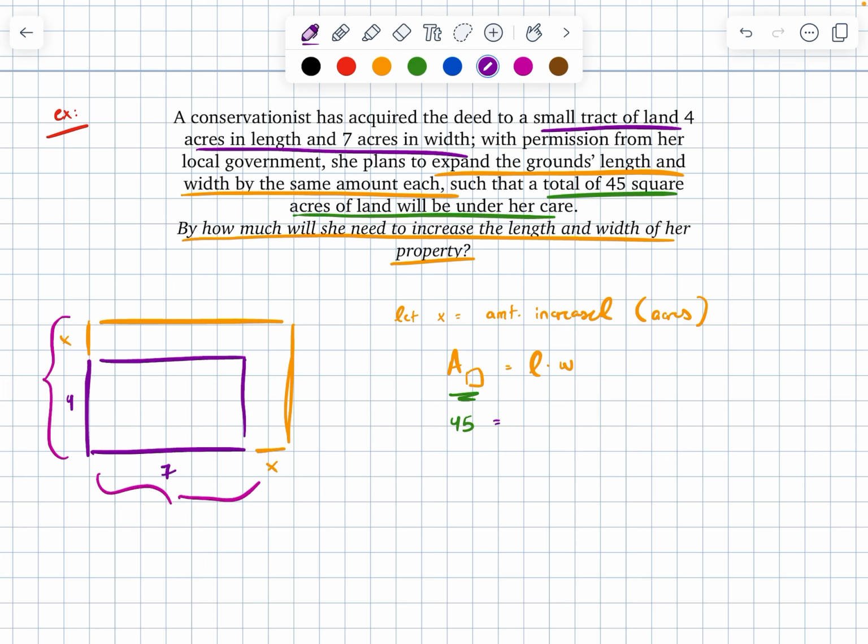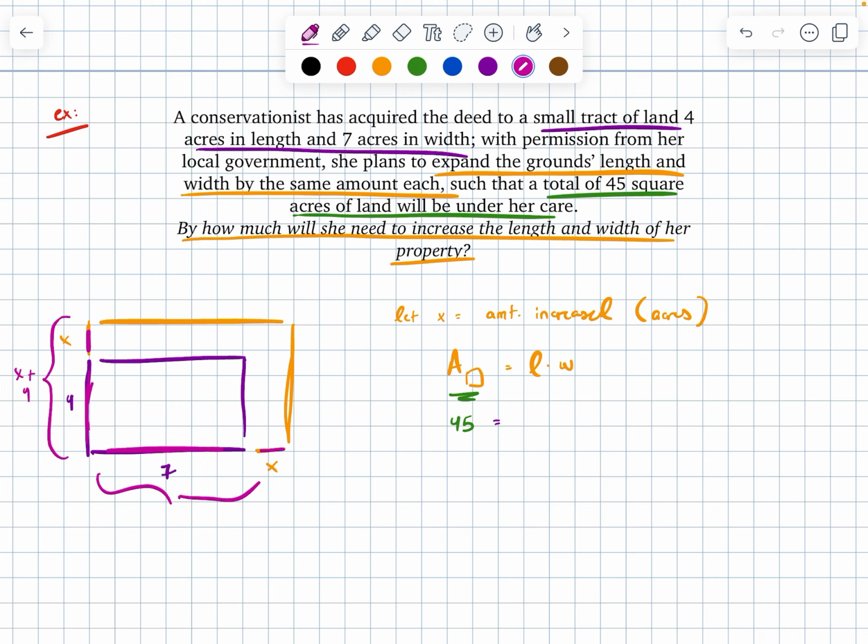Well, I know that the area is 45, and to find the length and width, I just need to figure out what's all the way up and down, and what's all the way left and right. Going all the way up and down, I've got that x over here and that 4 over here. Putting them together would give me x plus 4.